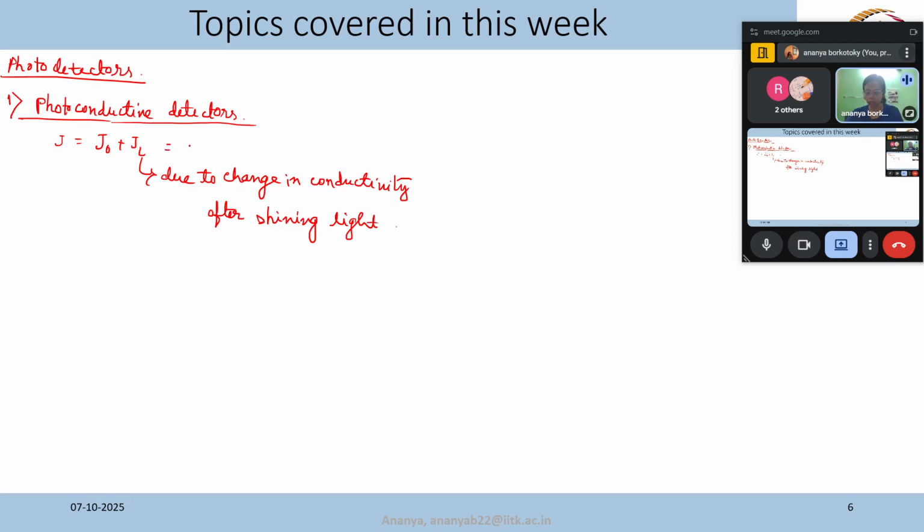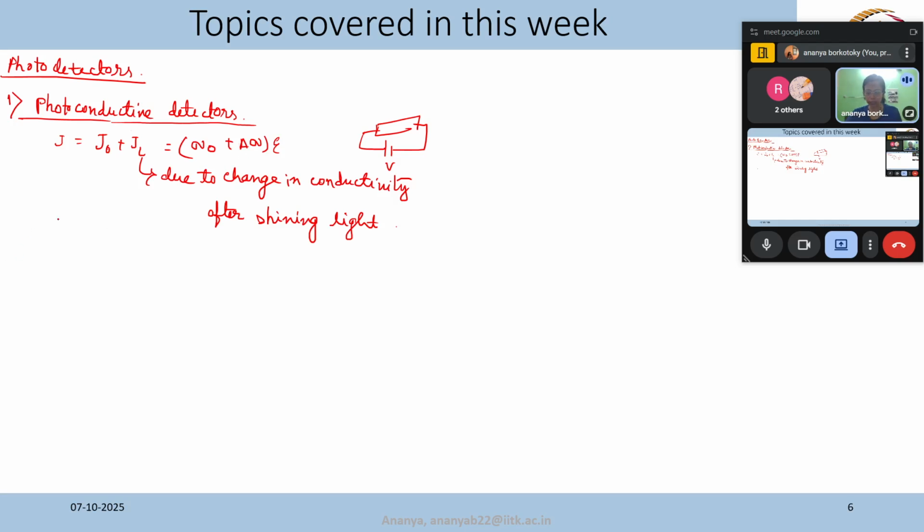So how does it change? Here J is the drift current density. We have a block of semiconductor and we apply some voltage, which means we apply an electric field across it, and because of that electric field there is movement of carriers. So this J0 is equal to the initial conductivity plus the change in conductivity, multiplied by the electric field. This is Ohm's law, right? J equal to sigma into E.